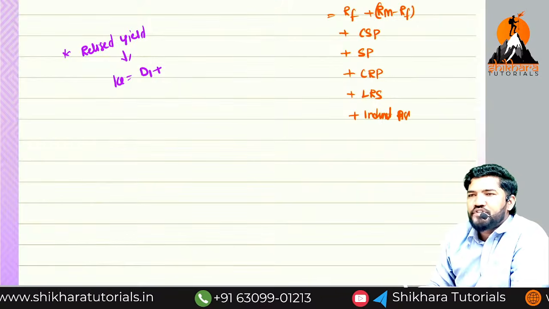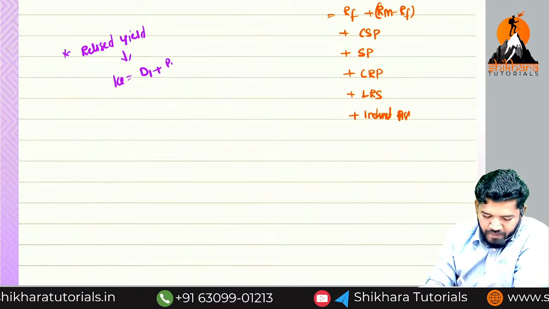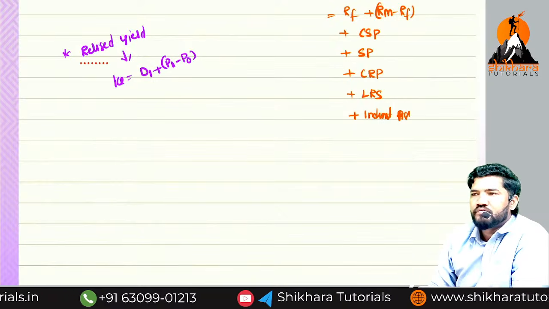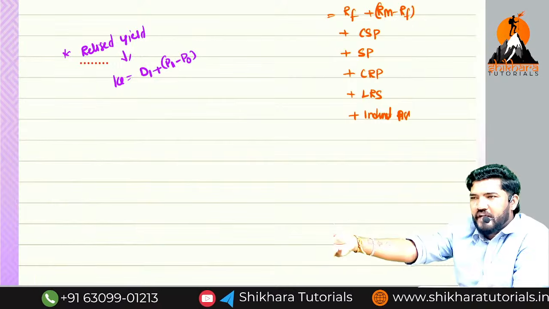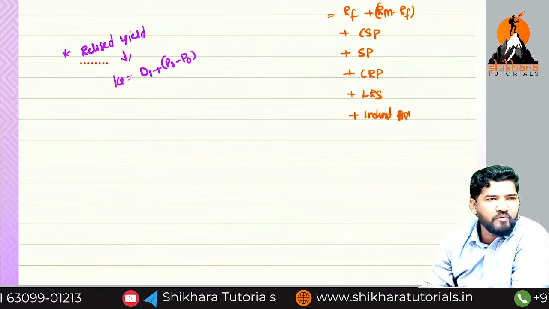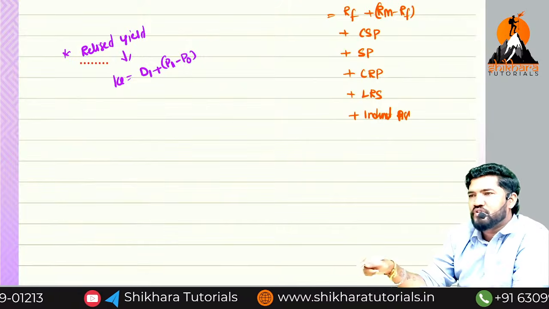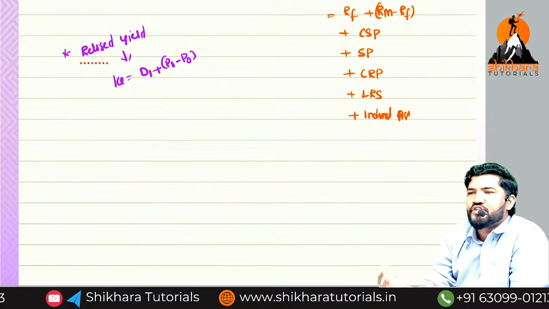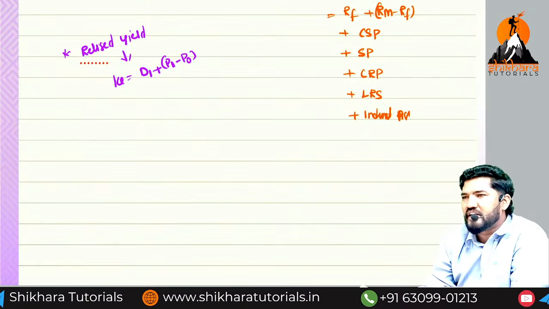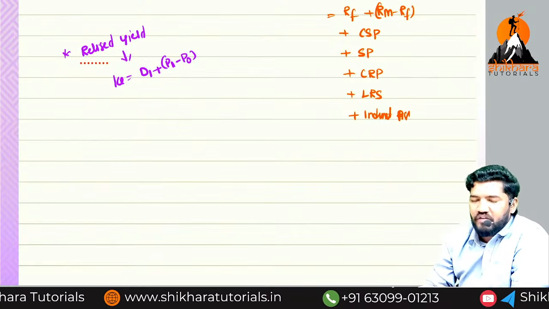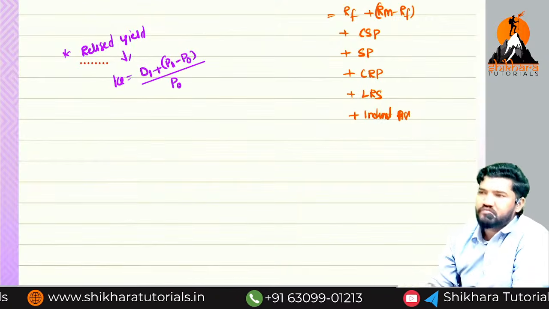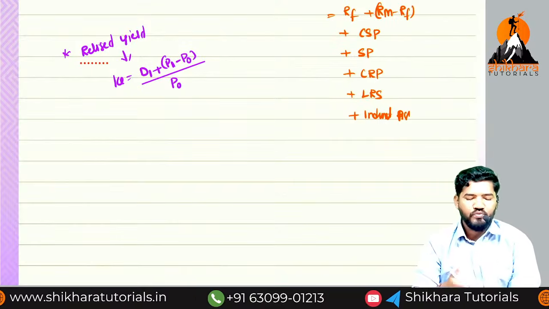How do you calculate appreciation? P1 minus P0. What does P1 mean? Future market price. P0 represents the invested value. How much did you invest? 10 rupees. Now the future share price is 12 rupees. How much appreciation did you get? 2 rupees. That 2 rupees came from 12 minus 10, that is P1 minus P0, divided by how much you invested. So this is also a way we can calculate KE.